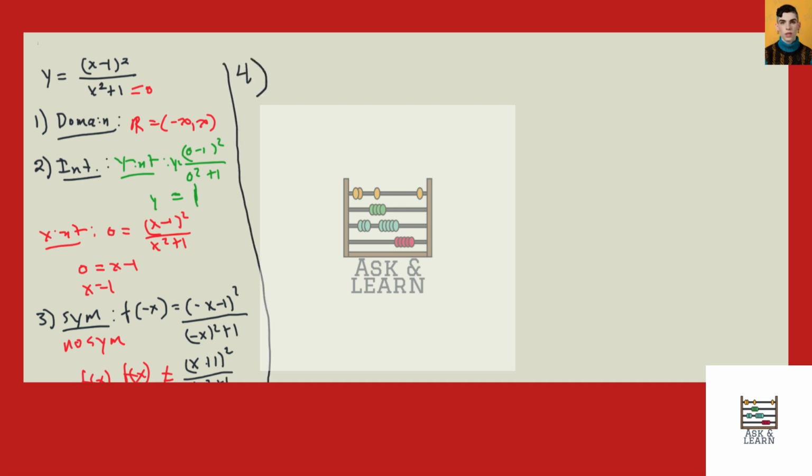Next, what we want to do is to find our asymptotes. So we at least know we're not going to have any vertical asymptotes, since our denominator can never equal 0.